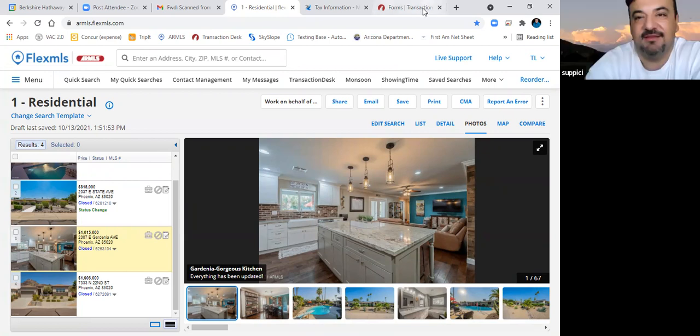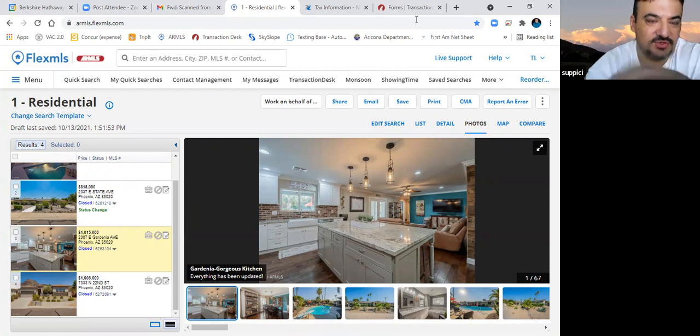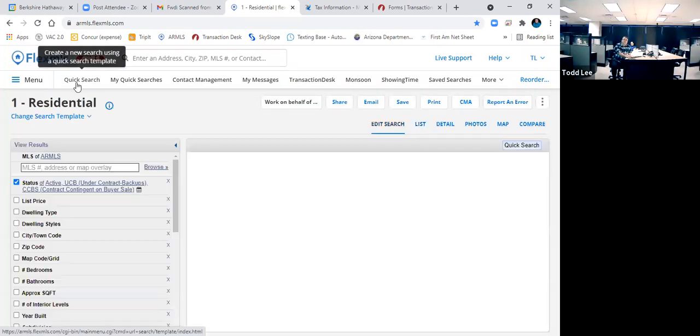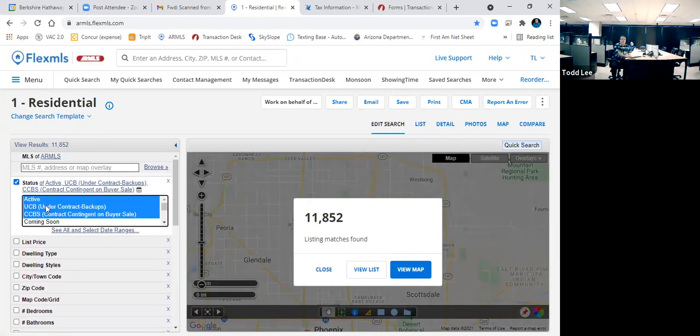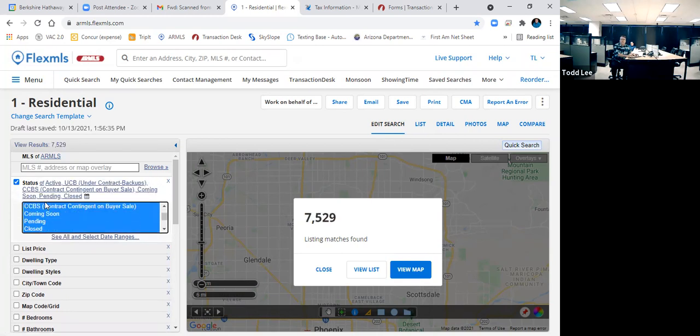Hey, Todd, could I ask you for something quickly before you go? I kind of got lost at the beginning. You went to do a quick search to start, and then I didn't know where you went from there. Okay, so quick search, and then I go down to status and change my status to include everything from active. I hit shift, go up to the top, shift 1, 2, 3, 4, 5. If I go down 5, that takes me to closed, because I want all the statuses from active through closed.